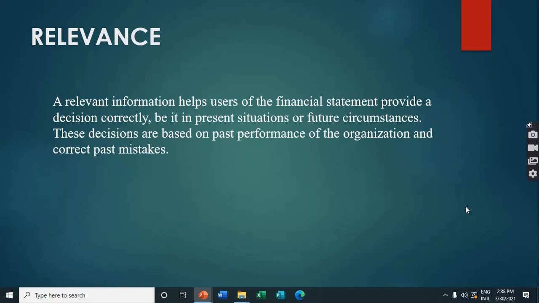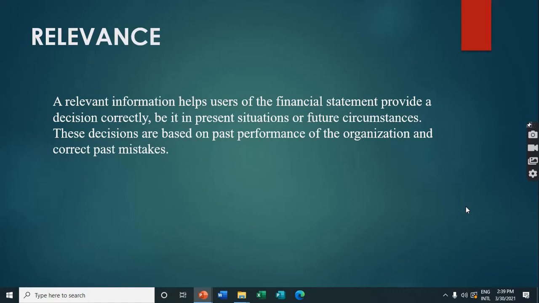Be it in a present situation or a future circumstance. These decisions are based on past performance of the organization and correct past mistakes.